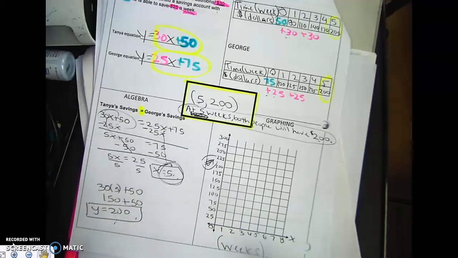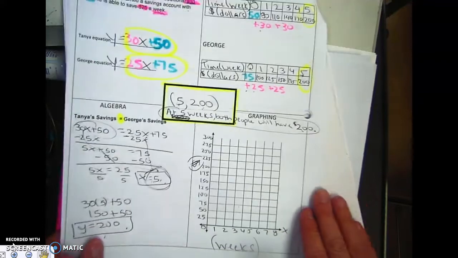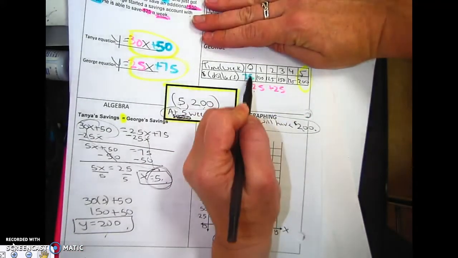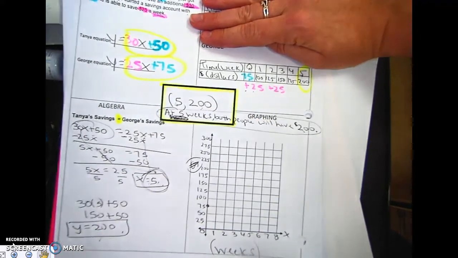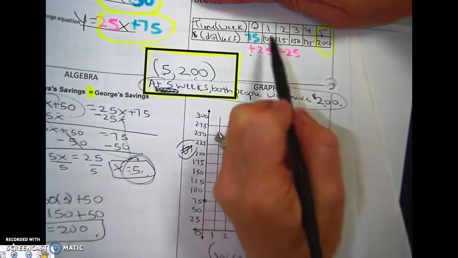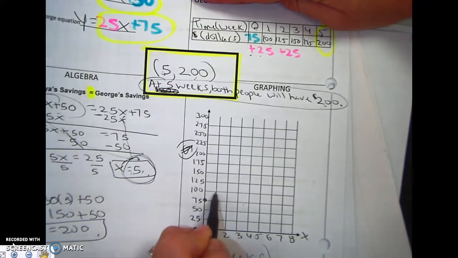Okay? And now that I do that, I'm going to graph them. I'll graph George first just because I feel like it. So if I'm looking at George, I'm graphing 0, 75, and that's right there. Let me make it a little bit bigger. Okay? And then if you look, the next point is 1, 100. Right 1 up to 100.